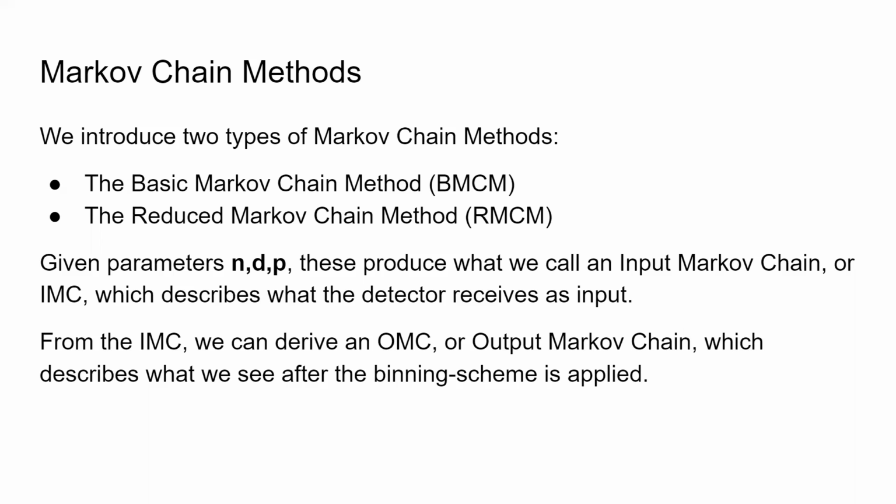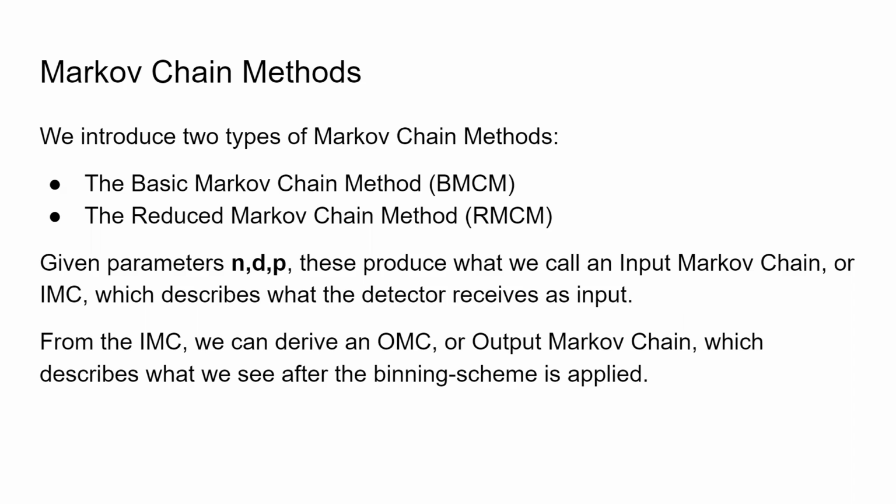These are methods which take advantage of the behavior of the binning schemes that I described earlier, the fact that we split the bit stream into frames of n bits. It uses that structure to generate Markov chains that model what the detector sees. Given these parameters n, d, and p, which are the frame size, the downtime, and the bin occupancy probability, we just need these three parameters and it'll generate, so this is not just any one Markov chain, it's a method which you use to generate Markov chains using these parameters. These two methods, BMCM and RMCM, result in what you might want to call an input Markov chain, or IMC, because it describes what the detector receives as input.